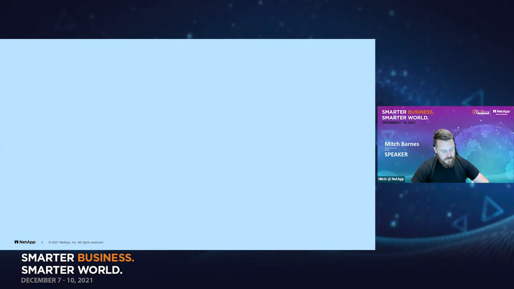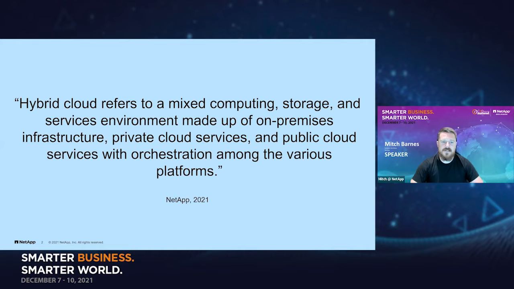First thing I'd like to define is what is hybrid cloud? There are quite a few different definitions on the internet if you have a look, but NetApp in particular has what I thought was quite a good definition of hybrid cloud. Hybrid cloud refers to a mix of compute, storage, and services in an environment made up from infrastructure, be that on-prem or in the private cloud or public cloud. And I suppose another key point there is orchestration among the various platforms.